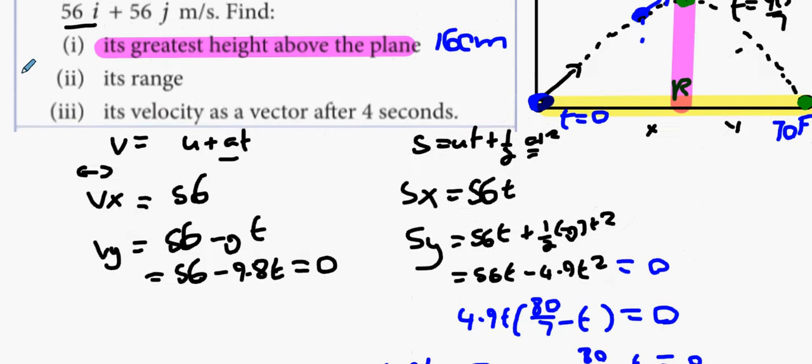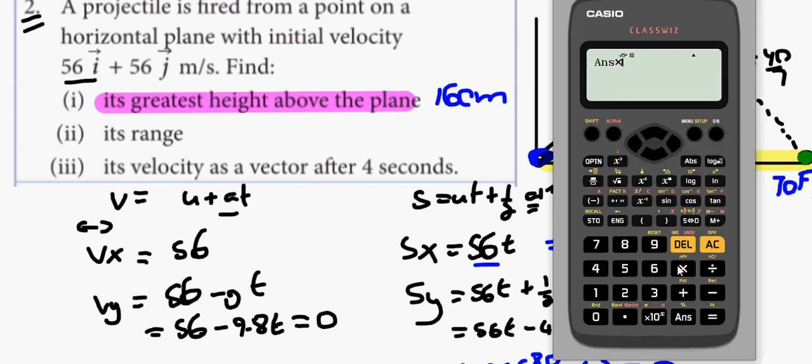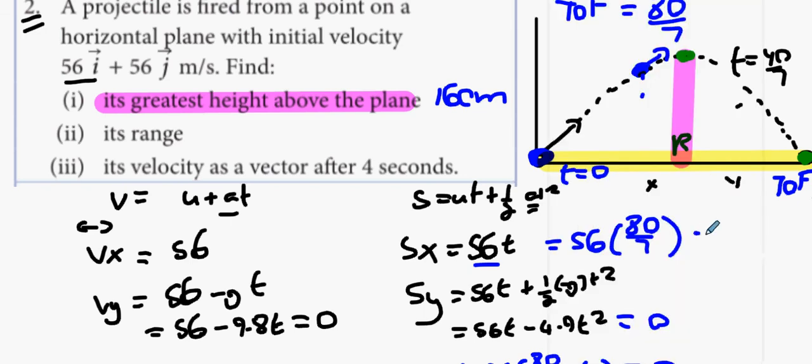Okay? What do we need to do to find the yellow line? What direction is the yellow line going in? X. So we use Sx or Sy then. We use Sx, and what does Sx mean? 56 multiplied by the time you're given. So 56 times 80 over 7. I think it's 640, but no, 640, yeah. So they would agree that the yellow line is 640 meters long.